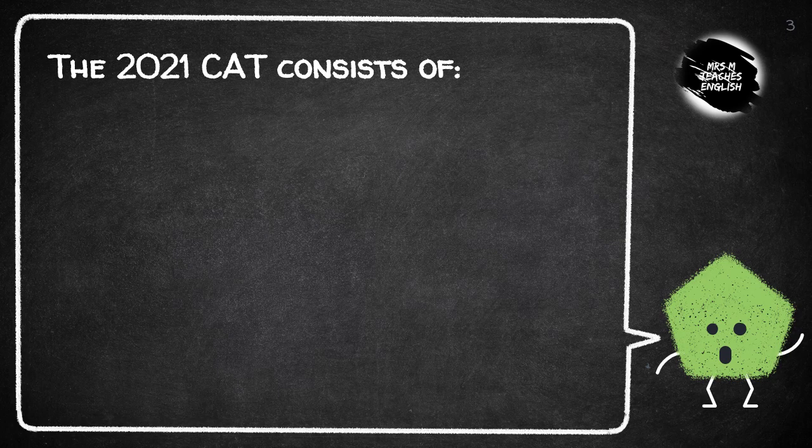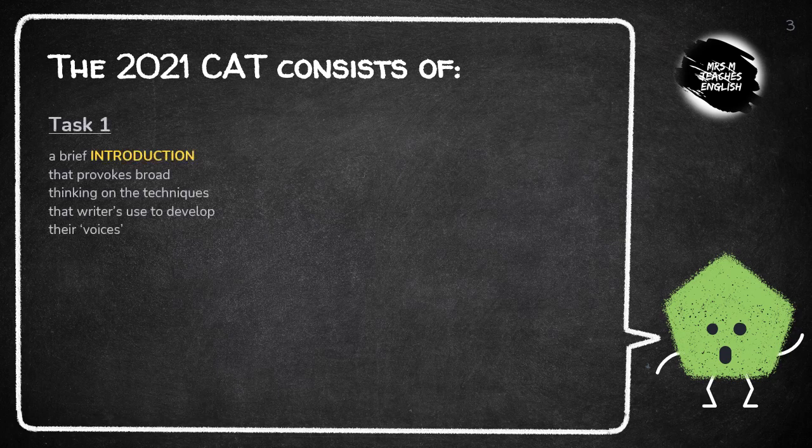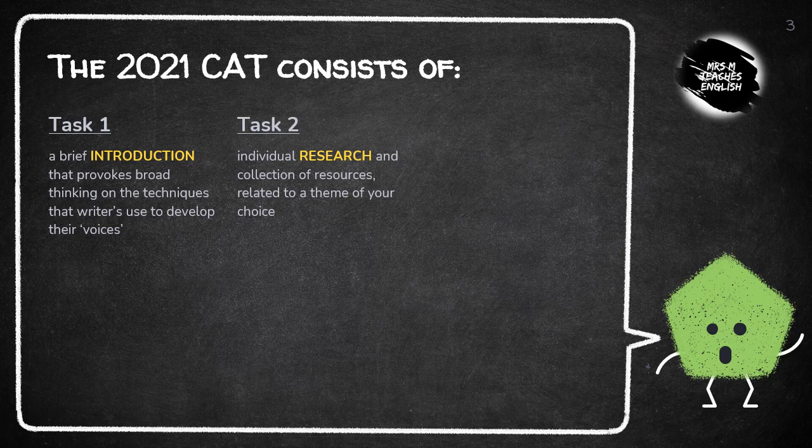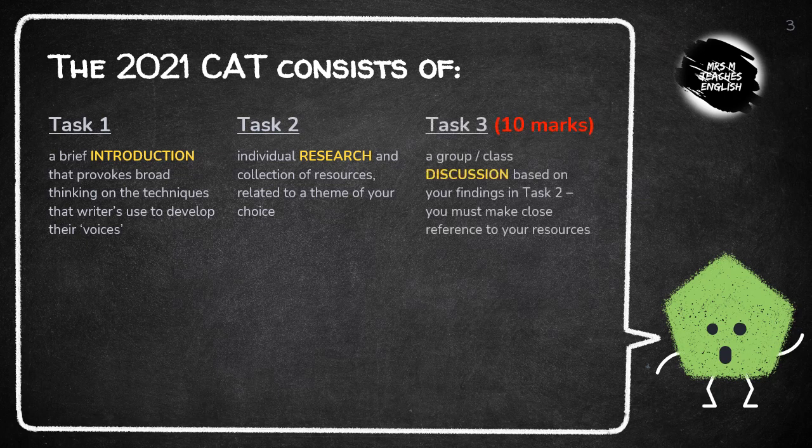What's in the CAT this year? Well, this video introduction is task 1. It's a general orientation and doesn't count for marks. At the end of this video lesson, I shall give you some homework research, which you will need to complete for task 2. You will use the resources that you collect for task 2 for the oral activity, that is task 3. Your teacher will probably divide you into groups and monitor your conversations and discussions.